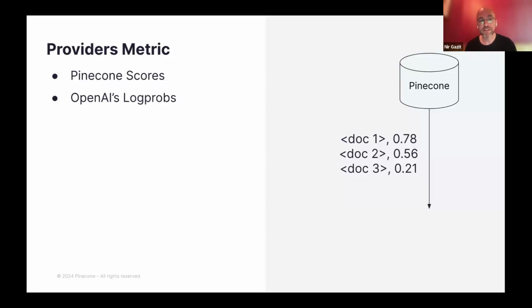And the other thing I want to also mention is OpenAI logprobs. This is something that is not available by default. You actually need to explicitly ask OpenAI to send it back to you in the response when you call it. But it's super useful because it gives you a proxy of how confident the model is in the responses it returned to you.